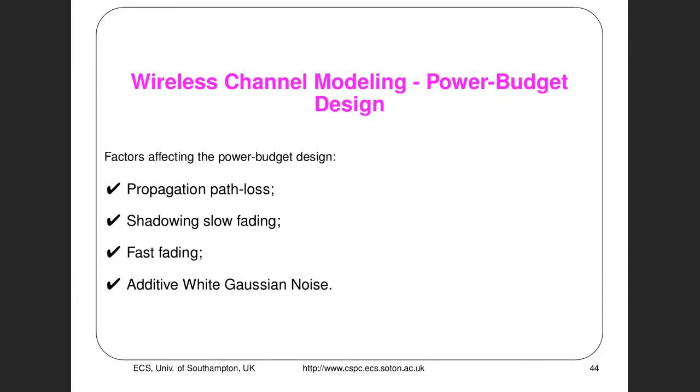So here we are going to talk about power budget, which is our plan for the transmit power. So how much transmit power we need for the receiver to receive enough signal power. The reason that I keep emphasizing there are three levels of channel modeling is that we are going to consider them separately in power budget. So there is a propagation path loss, which is a signal power loss over distance, and then shadowing, slow fading, which is a sudden blockage, and then fast fading, which is because of multipath effect. And normally, as a receiver, we also have additive white Gaussian noise, which is always there to corrupt the received signal.